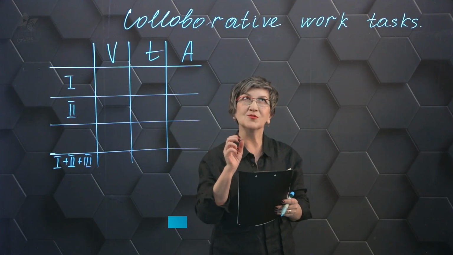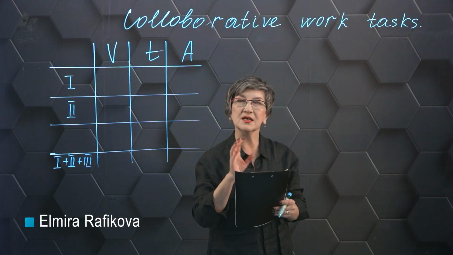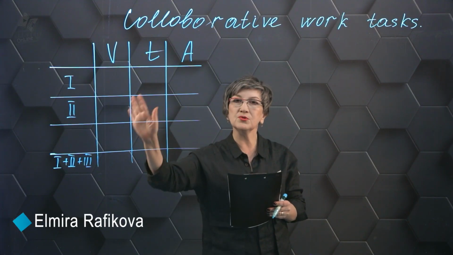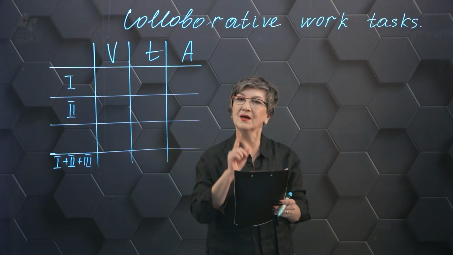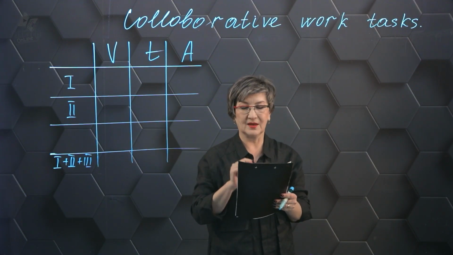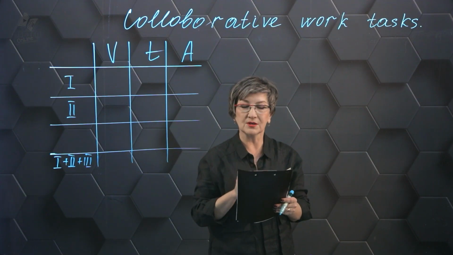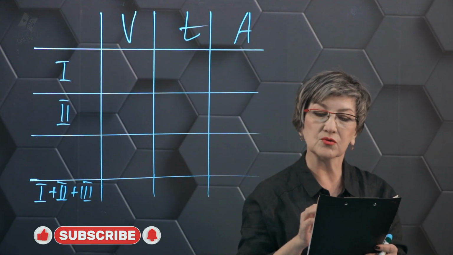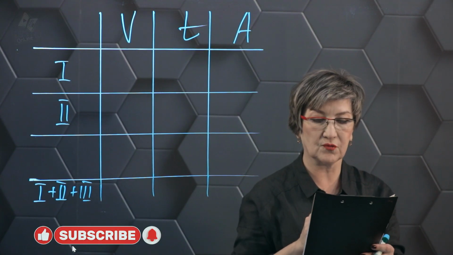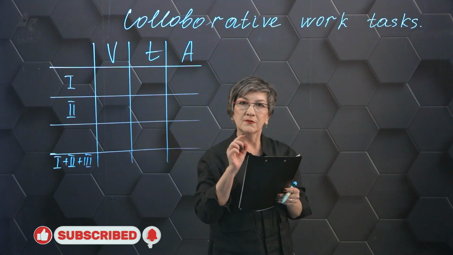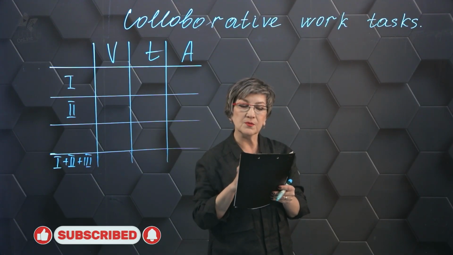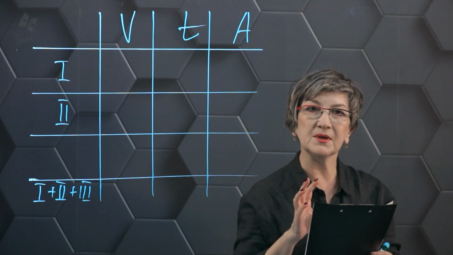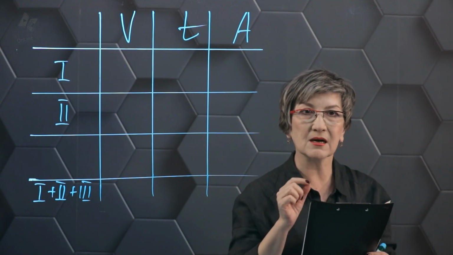So, today we are going to continue solving cooperative work problems. We will use the table to write down the conditions, and so, the terms of the problem. 3 workers worked together and completed the work in 12 hours. The first worker can do the work in 24 hours. The second worker can do this work in 40 hours. At what time will the third worker complete this work if he works alone?